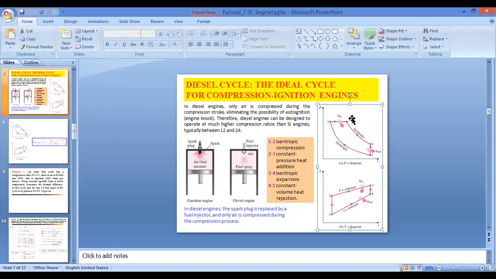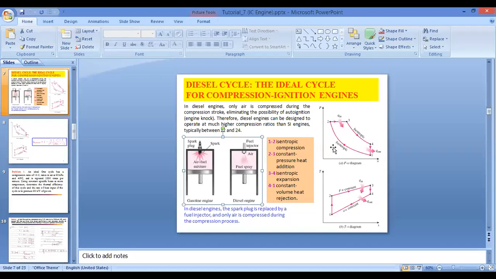Now, process 2 to 3, that is the heat addition process. During this process, fuel is injected in the form of a spray. And when that fuel, that is the diesel, comes in contact with the high pressure, high temperature air, it will burn and create the hot gases. So this is the process 2 to 3.